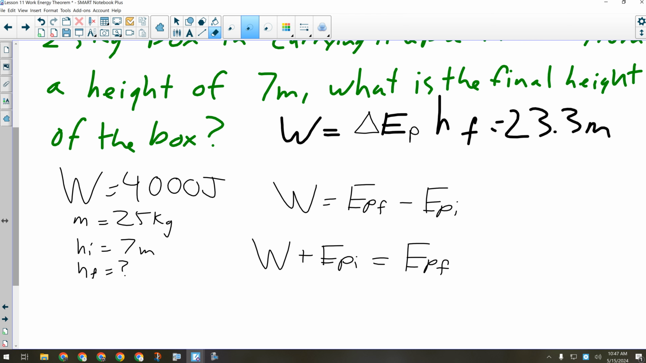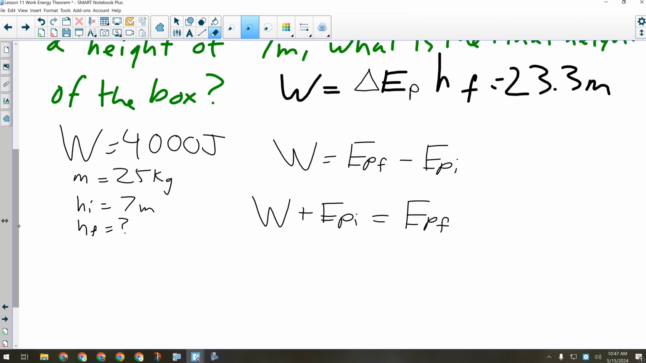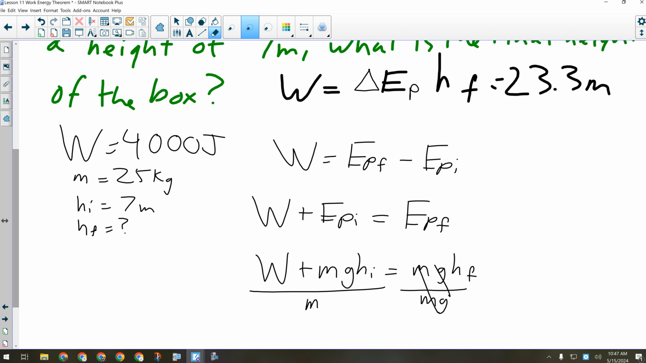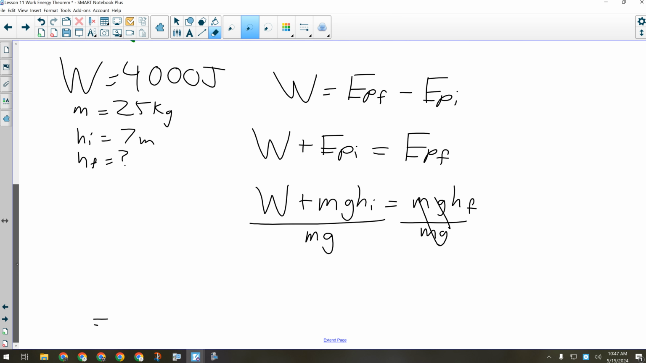Can I plug in my formulas now? I'm kind of at that point, right? I can't go any further until I have all the other numbers in. So I'm going to have work plus M times G times H initial. That's the formula for EP initial, equals M times G times H final. All right, I'm looking for H final. What do I do with the M and the G? Divide them over to the other side. So that's going to get me final height. Now I can plug in my numbers. I'm all rearranged now.